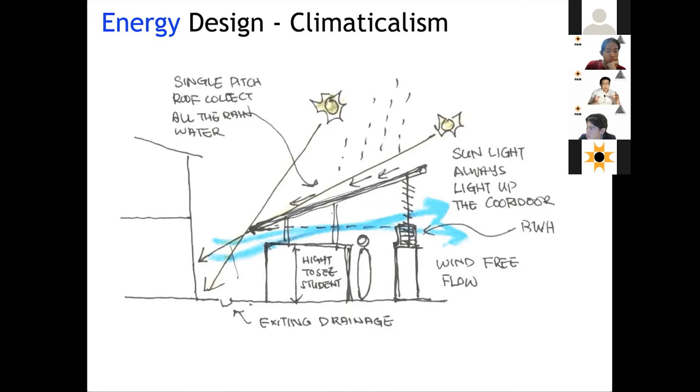And for this toilet, actually, I do not design a full wall. There's no wall on this toilet. And this is a single pitch roof. So it's easier for rainwater harvesting because there is one direction. And then the pitch roof also lets the sunlight penetrate to the corridor itself.